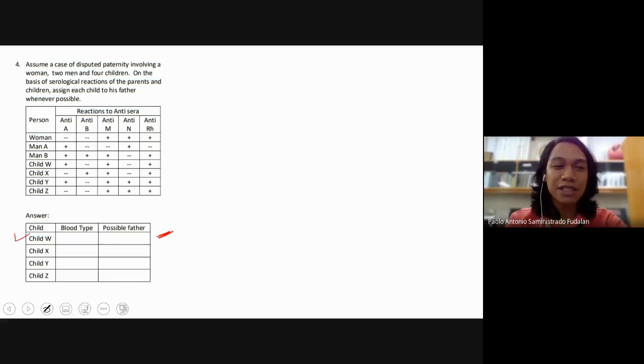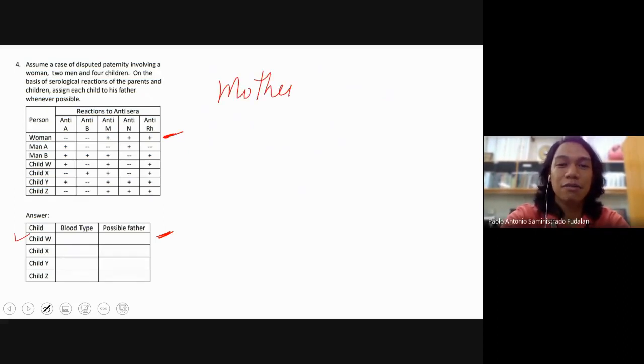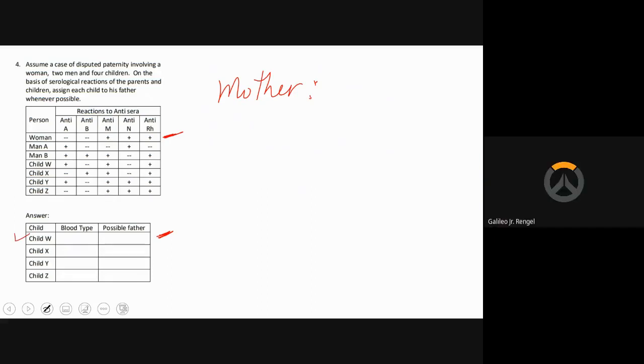The information here says the mother is what blood type? ABO or AB? Mother, the woman. What is the blood type of the mother? A, B, O, AB. Oh, I think, sir. Oh, sir.